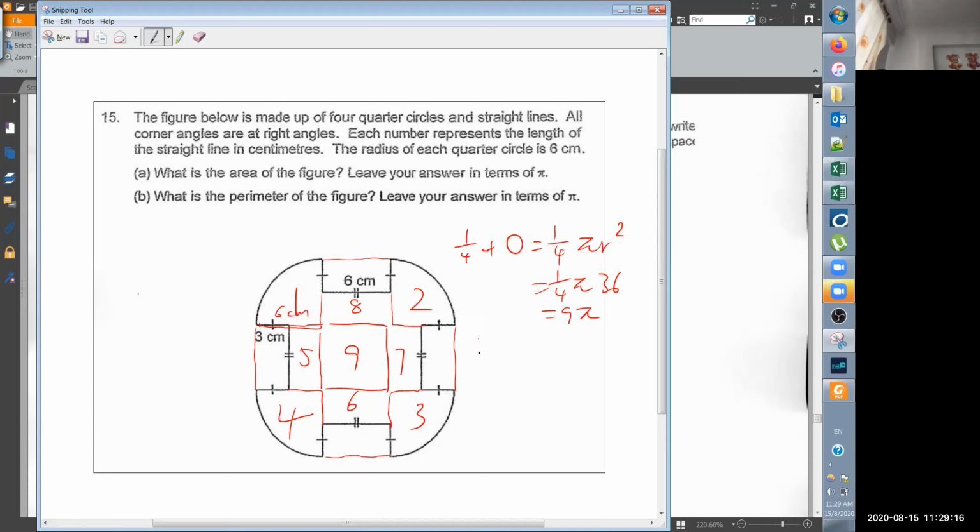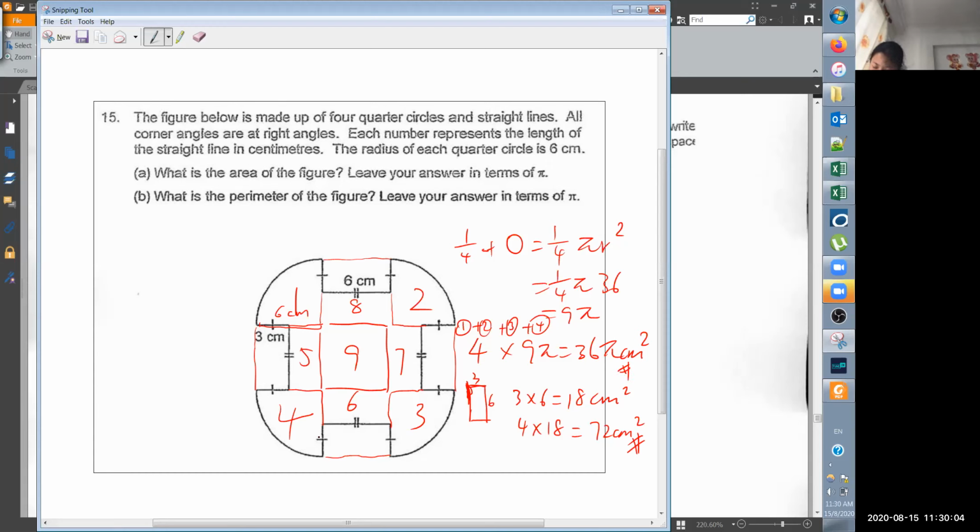So how many of these do you have? You have 4 of them, right? So 4 times 9 pi is 36 pi cm squared. So this will be your 1 plus 2 plus 3 plus 4. Now, your next strategy is, what is your 5, 6, 7, 8? Basically, you can draw like this. So this is your 3 times 6, so it's 18, right? You have 4 of them, so 72 cm squared. This is the one you need to add later.